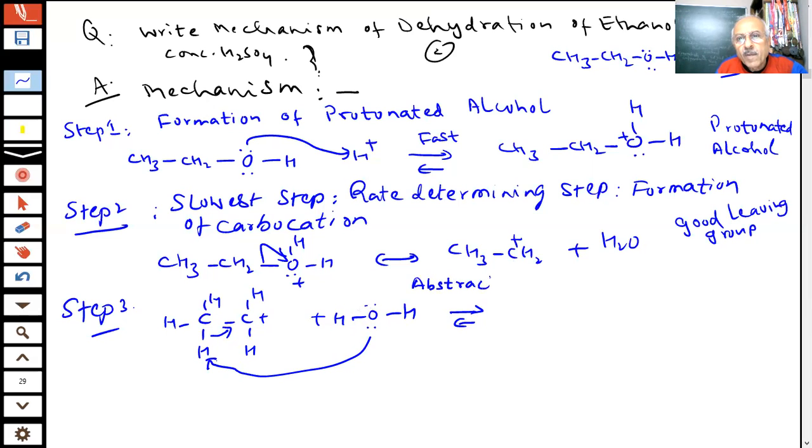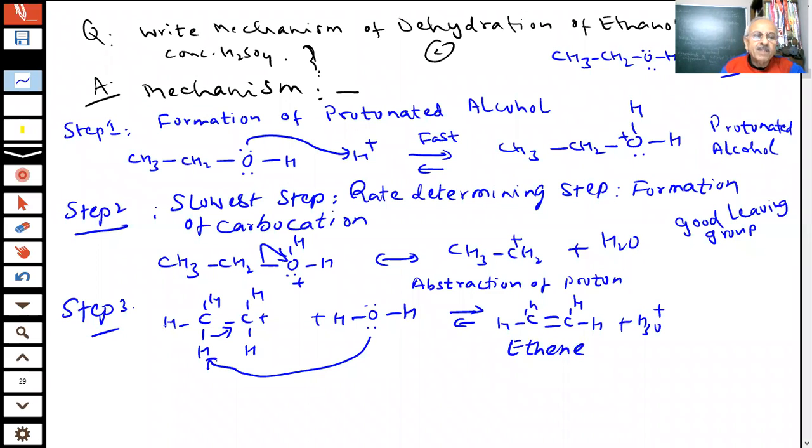Abstraction of the proton, students. The result of this will be what? You will get CH, it becomes a double bond, and then this H plus goes with the water. So the acid is regenerated, the acid goes back, and you will get ethene. So this is a 3-step mechanism.